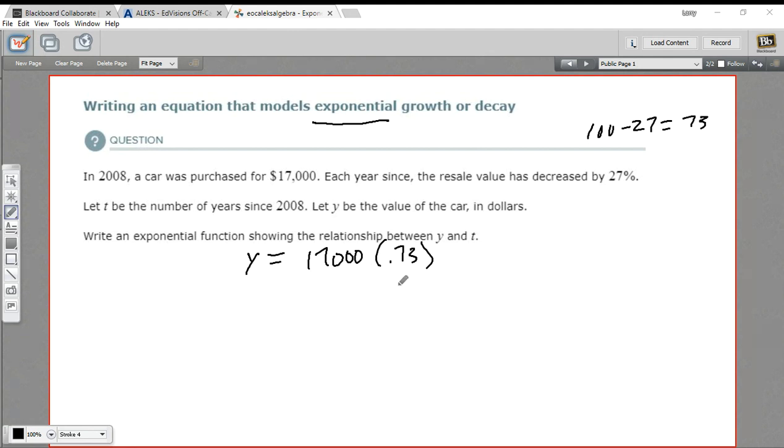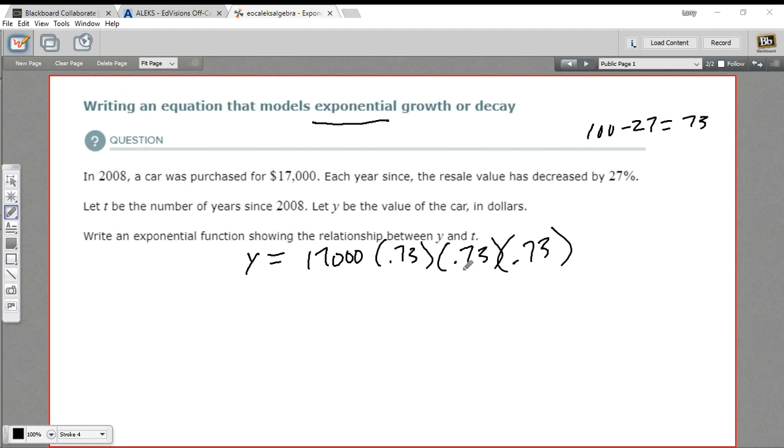If we wanted to find the value of the car after 2 years, we could take this thing that we just calculated and take 73% of that. So just multiply it by 0.73 again. And then after 3 years, we could do the same thing, take 0.73 of that. And in fact, however many years you have, that's how many times you're going to multiply it by 0.73.